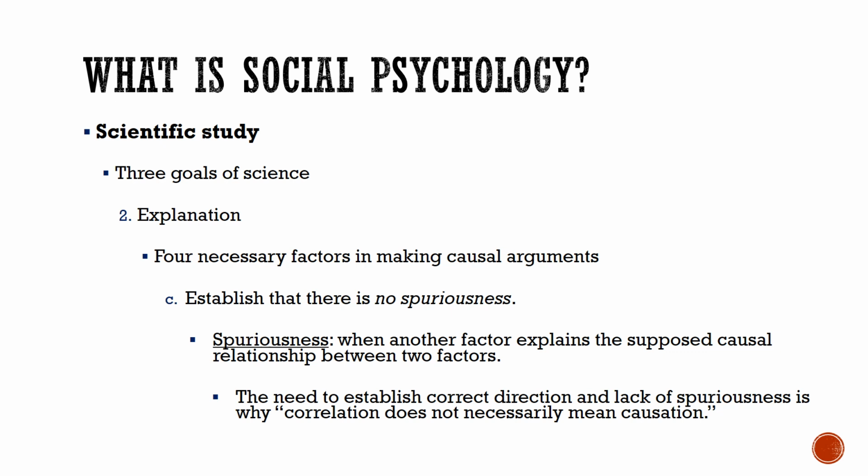The need to establish correct direction and establish a lack of spuriousness is the reason for the famous phrase, correlation does not necessarily mean causation. Correlation here is just a numerical indicator of strength and the direction of an association. Just because two things are associated with one another doesn't mean one causes the other.